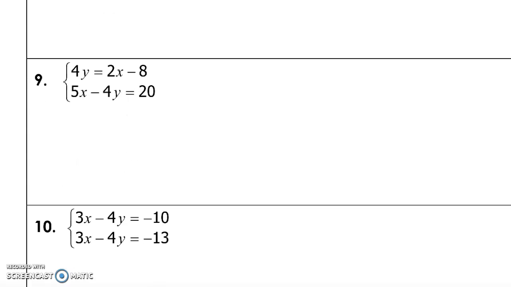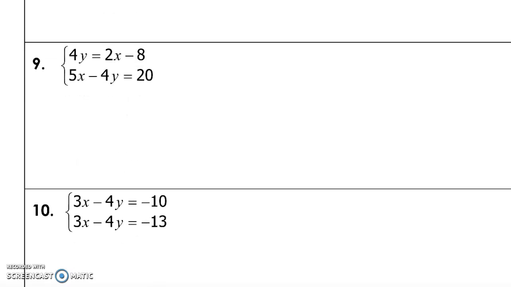For number 9, this is our first one where it's not lined up. So the first thing you need to do is move the 2x over to this side. Unless it's like number 1 where it had y equals and y equals, you want your x and y on the same side. So to move the 2x over, I would subtract it. So write it right down here. Negative 2x, because I subtracted it, plus 4y is equal to negative 8.